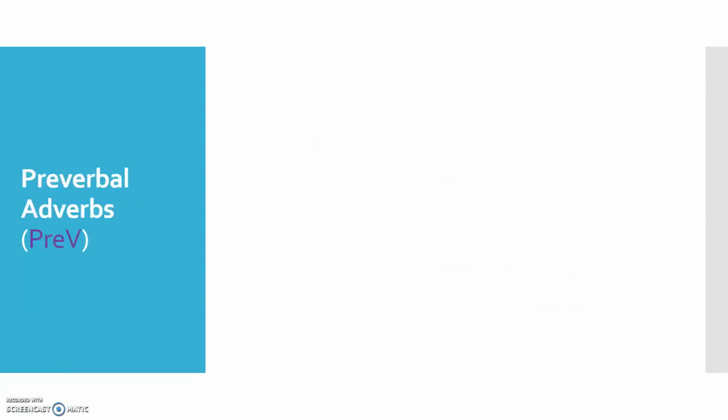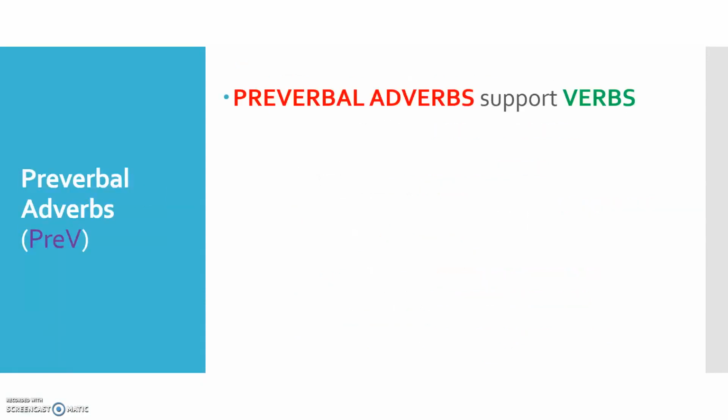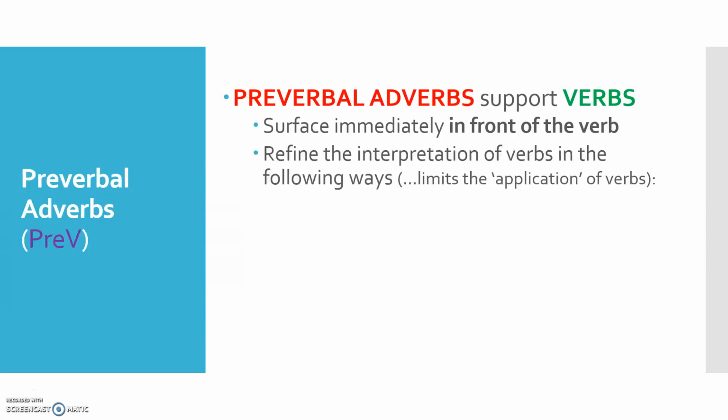Okay, moving along to verbs. What supports verbs? So we have the pre-verbal adverb. As the name suggests, it comes before the verb and it's a special kind of functional adverb. Pre-verbal adverbs, we will always find them right in front of the verb. And how do they refine the interpretation of the verb? Well, we talk about how they limit the application of the verb.